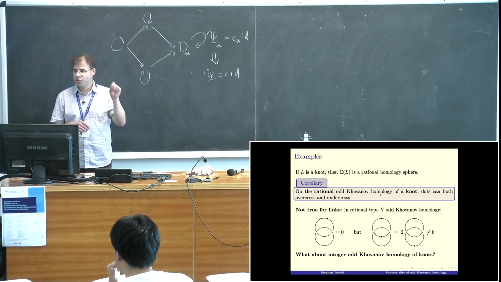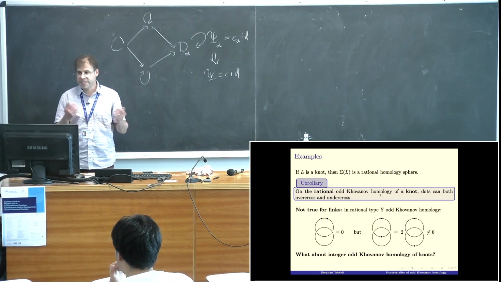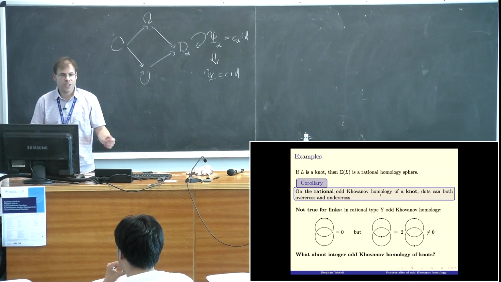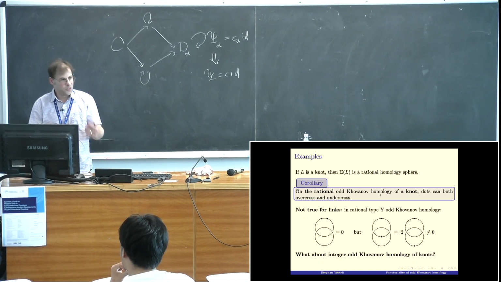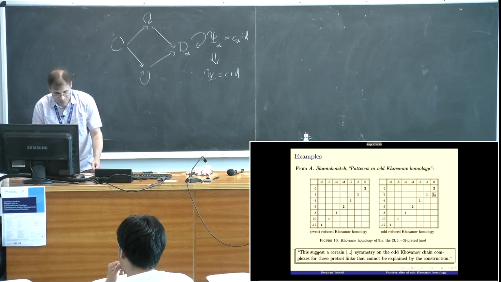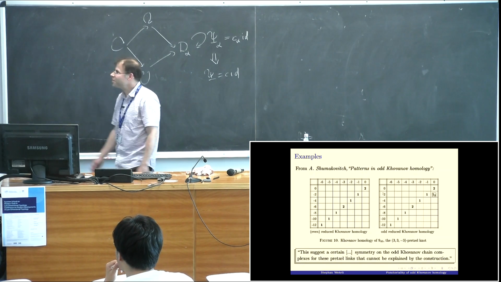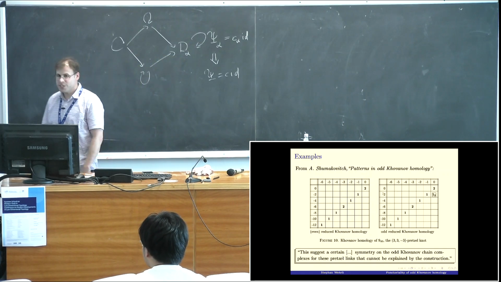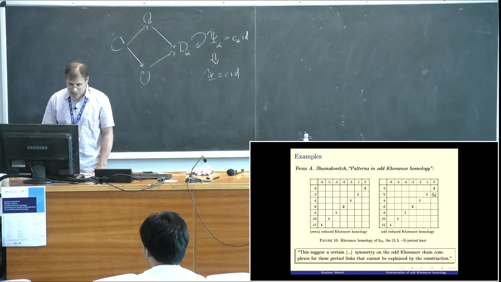Can the dot move freely along the knot, or is there an example of a knot where the location of the dot actually matters? And well, any such knot would need to have some interesting torsion in its odd Khovanov homology, because the first homology of the branch double cover is torsion. And luckily, Alexander Shumakovich has done a lot of nice computations. So he found knots with interesting torsion in odd Khovanov homology.